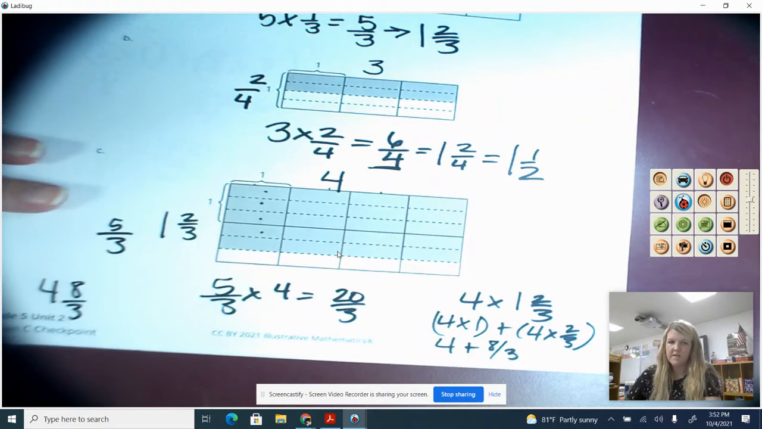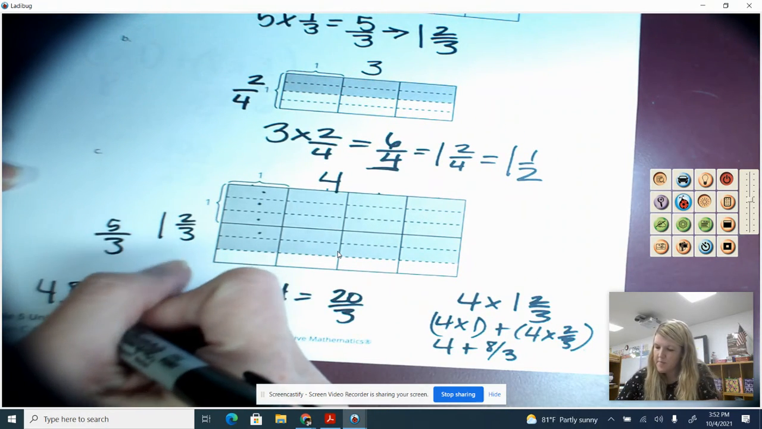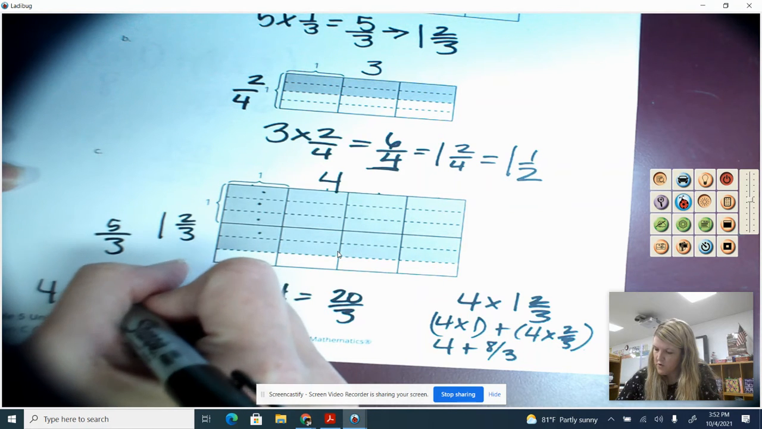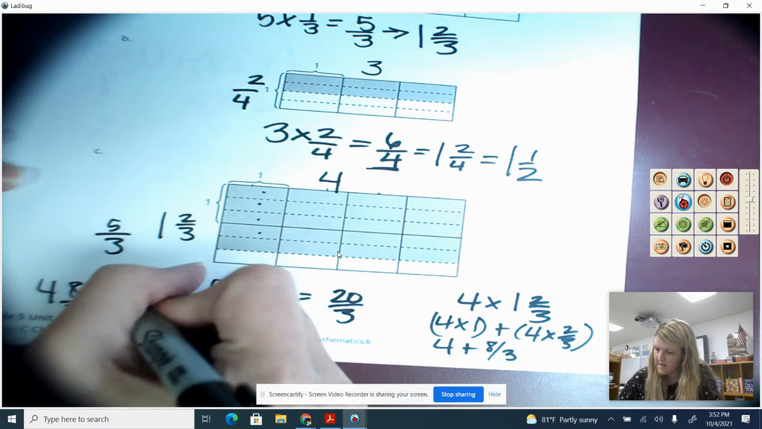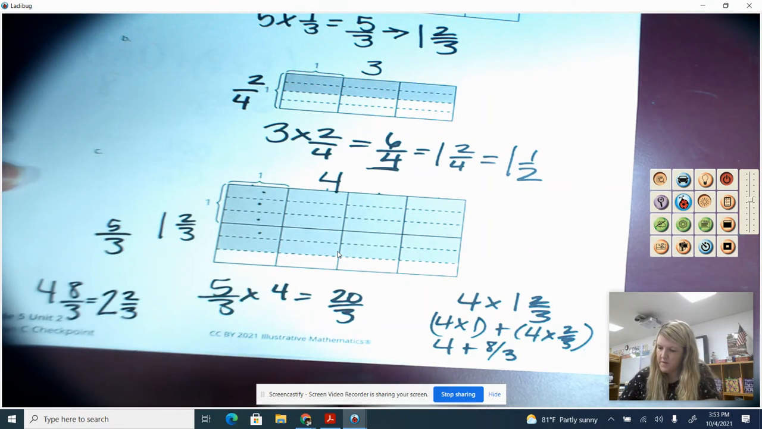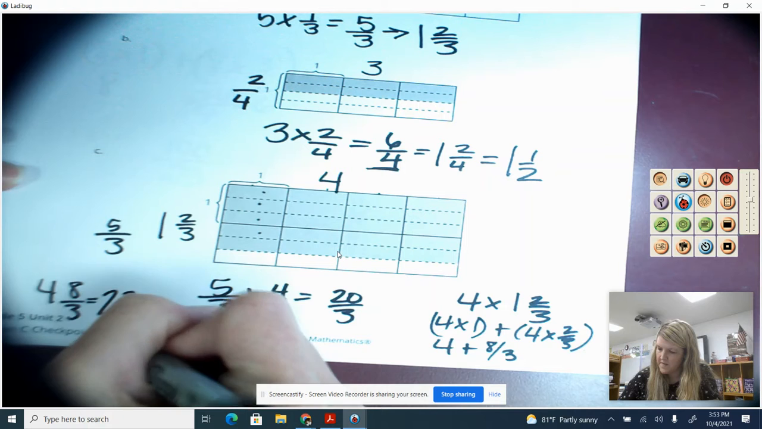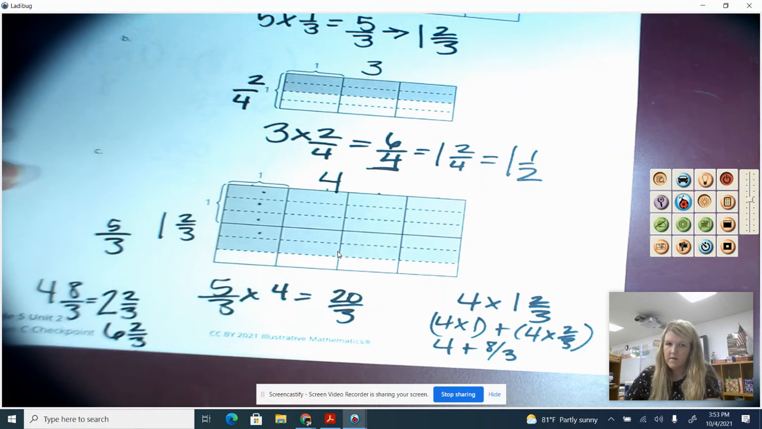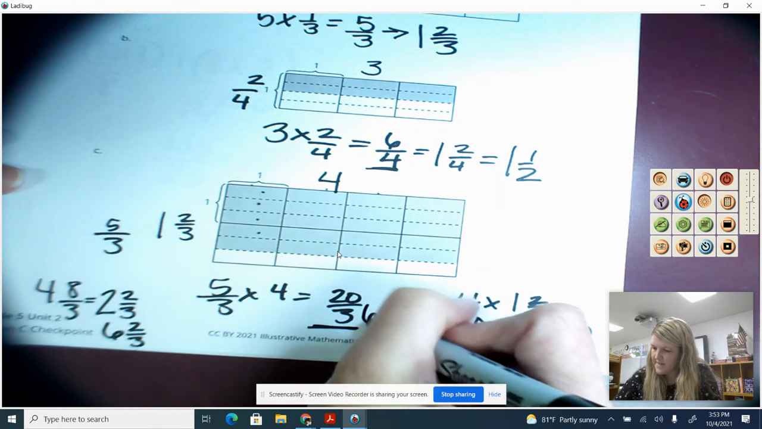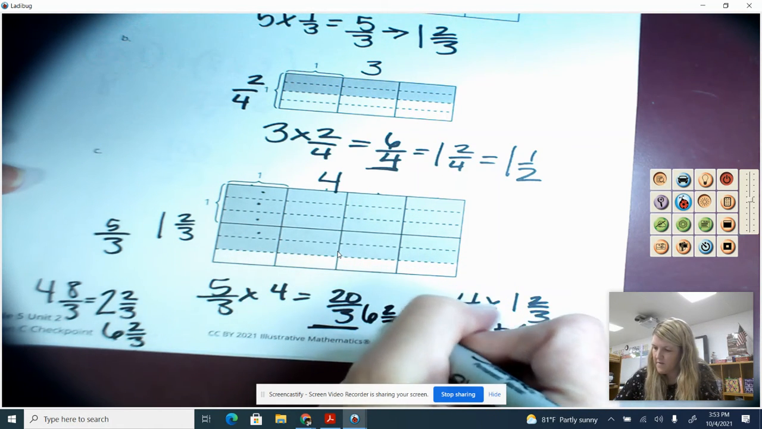Let's see, there's that. And I could make groups of 3 from this. So 2 groups. 2 times 3 is 6. So I'd have 2/3 left over. So I'd add that to the 4. So 6 2/3. So 6 2/3 would be the same as 20/3. 6 times 3 gives me 18, and then I have 2/3 left over.